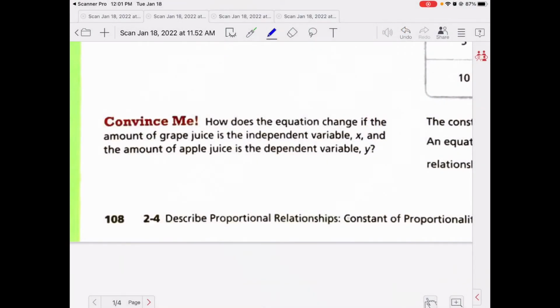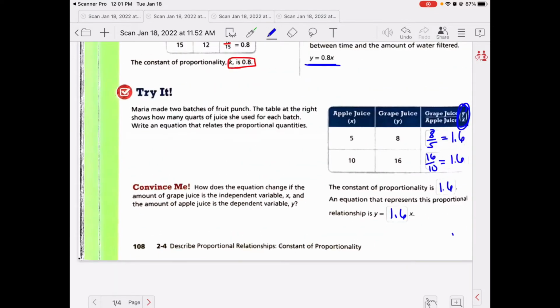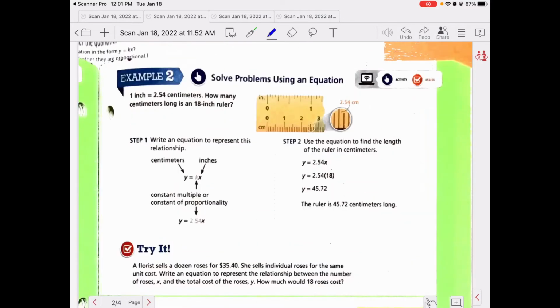So our Convince Me here is, how does the equation change if the amount of grape juice is the independent variable X and the amount of apple juice is the dependent variable Y? So what that would mean is our fraction would flip, right? So if we changed the apple juice to be the Y value and the grape juice to be the X value, all that would change would be the constant of proportionality, right? So that would change to Y equals 0.625X instead, okay? So as long as we know what the X and Y are and we determine that, we're all good to go, okay? So we're going to go ahead and flip to the next page here.